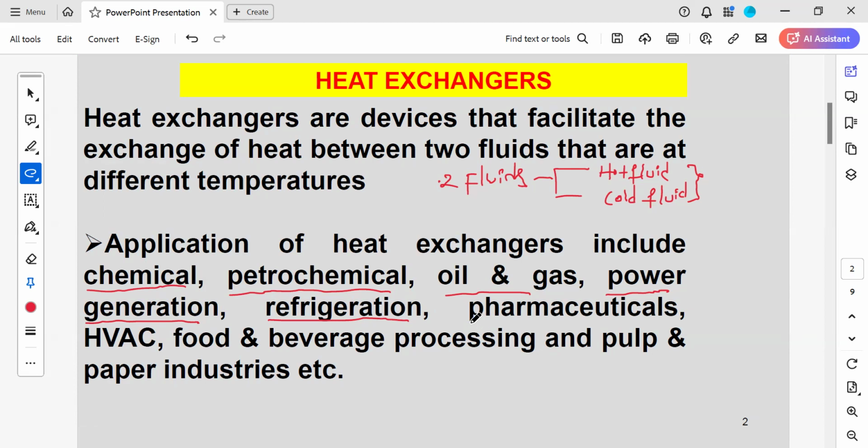In pharmaceutical industries, there are heating and cooling processes, so there also we need heat exchangers. HVAC, heating, ventilation and air conditioning systems also need heat exchangers. In food and beverage processing, heating and cooling of food and beverages is required, and for that people use heat exchangers. Pulp and paper industries also use heat exchangers for heating as well as cooling purposes. So these are some examples of where people use heat exchangers.